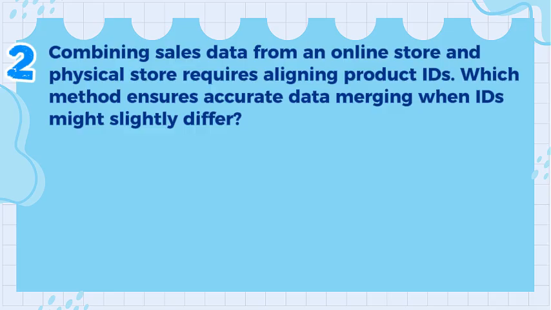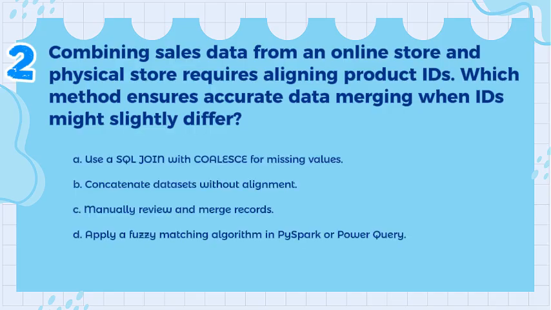The choices are A. Use a SQL join with coalesce for missing values. B. Concatenate datasets without alignment. C. Manually review and merge records. D. Apply a fuzzy matching algorithm in PySpark or Power BI query.